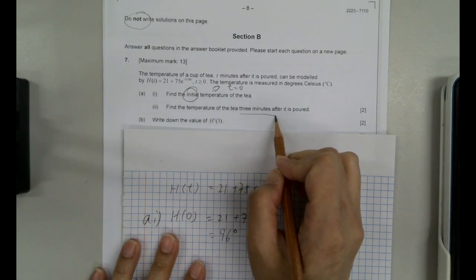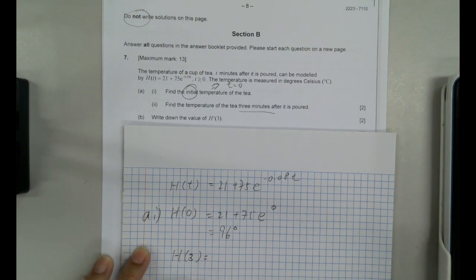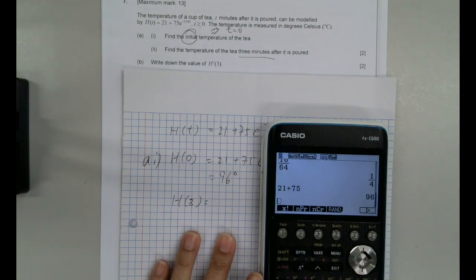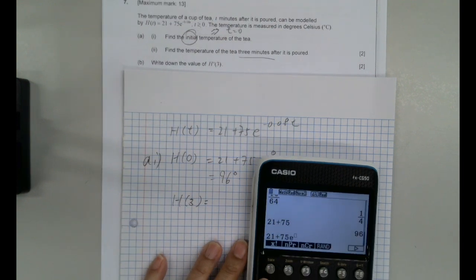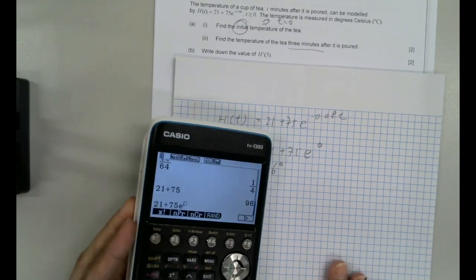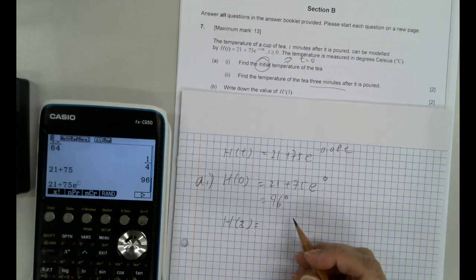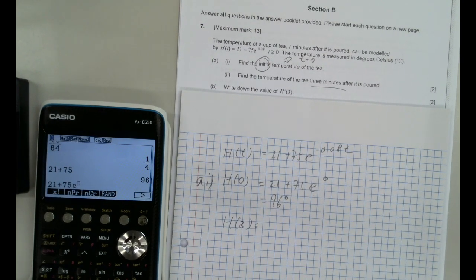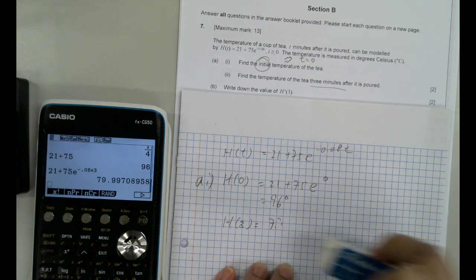All right, find the temperature after 3 minutes, which means H(3). I'll use my GDC this time. 21 plus 75 e, shift ln, the e is here. Do I see everything? I wish we had a bigger screen. All right, and we plot it out: minus 0.08 times 3.